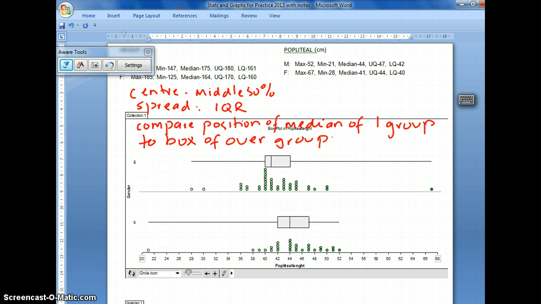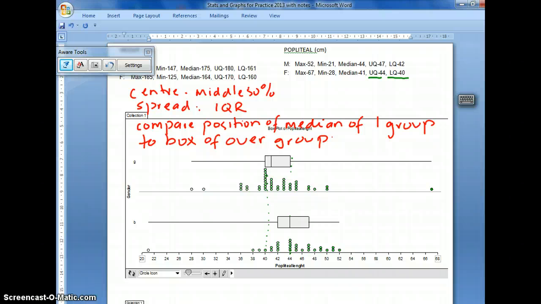So what do we see first of all? First of all, the middle 50% for the girls. We see the middle 50% of the girls for their popliteal lengths, either from the graph down here, starts at about 40, the lower quartile, and I can also see it up here, their lower quartile runs to 40, the dotted line up there, and then the upper quartile is at 44. So we say the middle 50% of girls' popliteal length runs from 40 centimetres through to 44 centimetres.